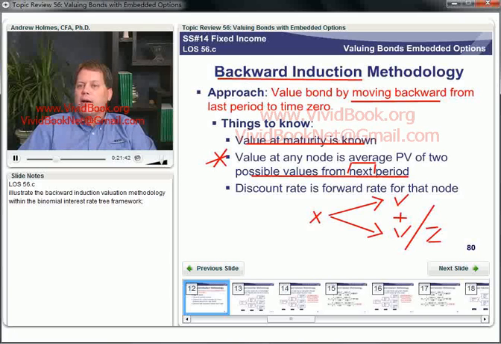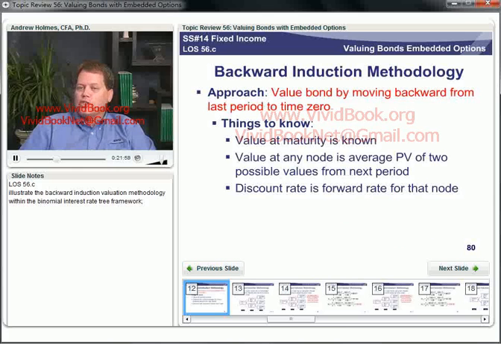Anyway, we'll divide it by 2, and then we're going to discount back in order to find the value. We're going to do this several times so you'll get to see what's going on. The discount rate is the forward rate for that node. So we use the interest rate here when we're evaluating these values that are downstream in this process. All right? So backwards induction, we start at the end and we work backwards towards the beginning.